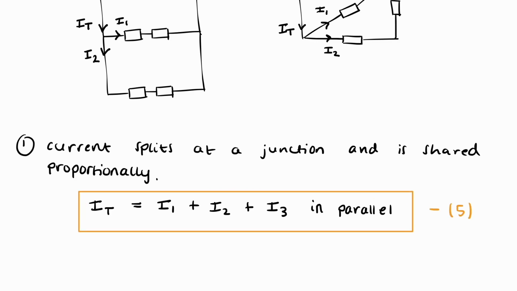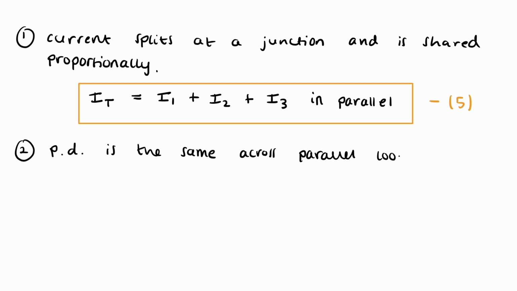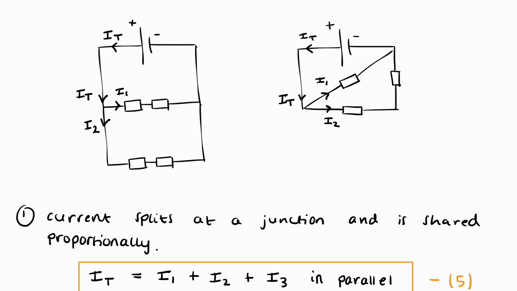Now let's go on to the second rule for potential difference. Potential difference is the same across parallel loops. Now it's really important that I've said parallel loops and I've not said across components in parallel. This is because we need to calculate the potential difference in each loop, not across individual components.